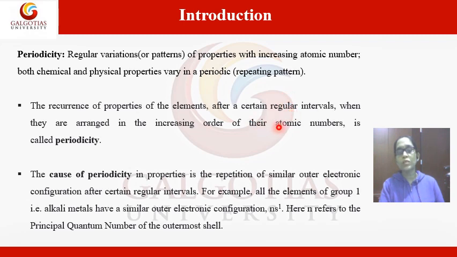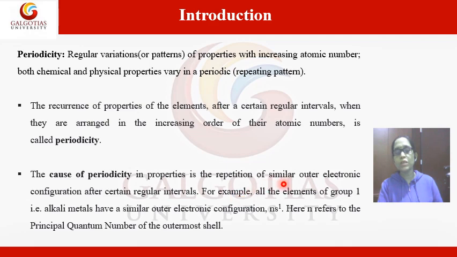You see, in the first period there are 2 elements, and in the second period there are 8 elements. When we complete the first period, hydrogen and helium, the next element is lithium. Lithium and hydrogen have the same outer electronic configuration. Similarly, lithium and sodium have the same electronic configuration. There is 1 electron in the valence shell. So this is the cause of periodicity in properties: the repetition of similar outer electronic configuration after certain regular intervals.